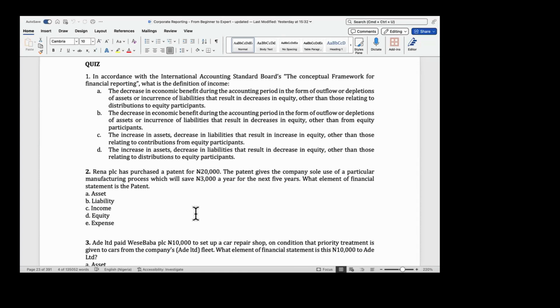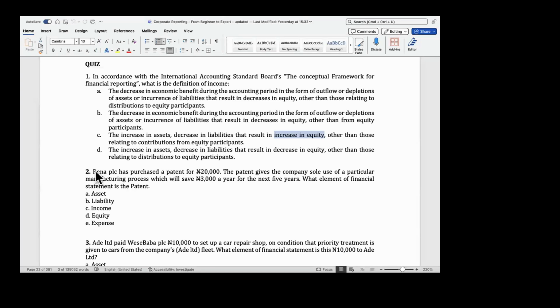So, quizzes. Number one, in accordance with the IASB's Conceptual Framework for Financial Reporting, what is the definition of income? Okay, the answer is C. Increase in assets, decrease in liabilities that result in increase in equity, other than those relating to contributions from equity participants. The answer is C.